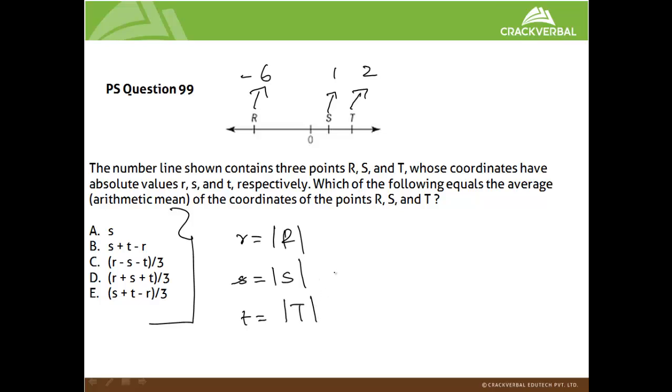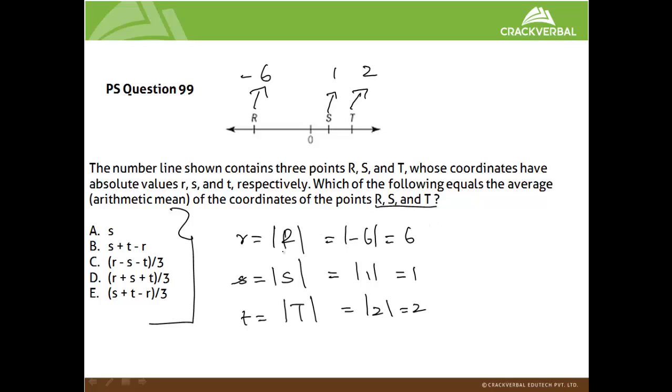Now for us, modulus of 1 is equal to 1 itself, positive 1. Modulus of 2 is equal to 2 itself because it's positive. But whereas R is negative, modulus of minus 6 is positive 6, but the R value is still negative. The R value is still less than 0. The question is asking which of the following equals the average of the coordinates of the points capital R, capital S and capital T.